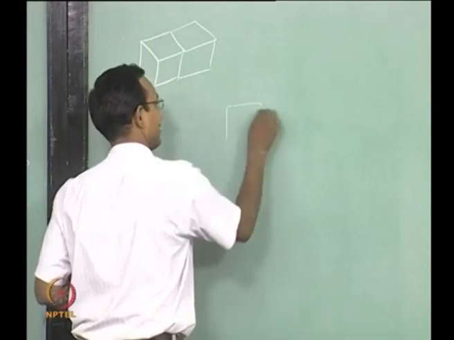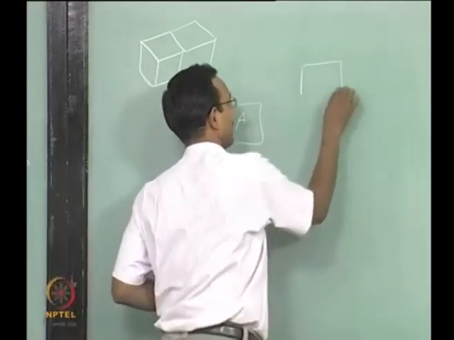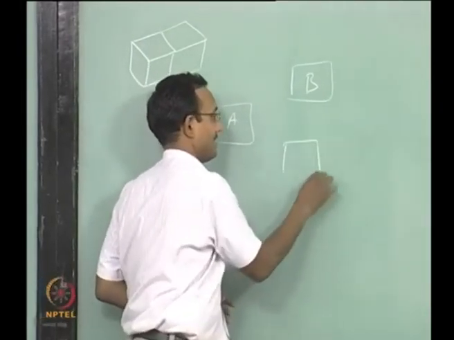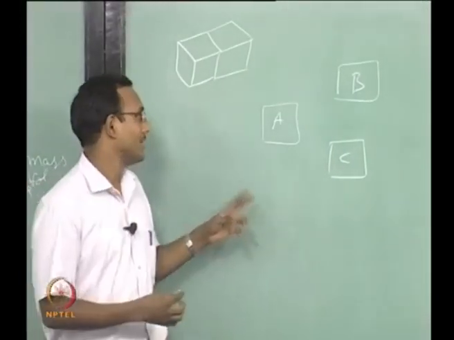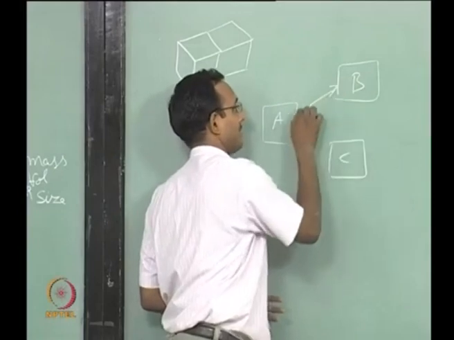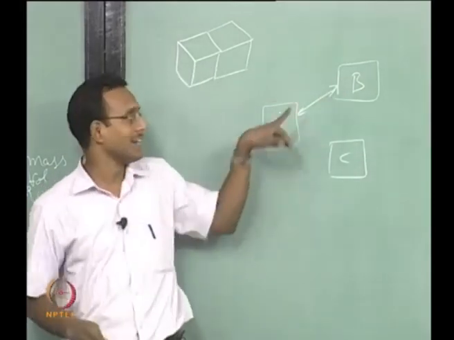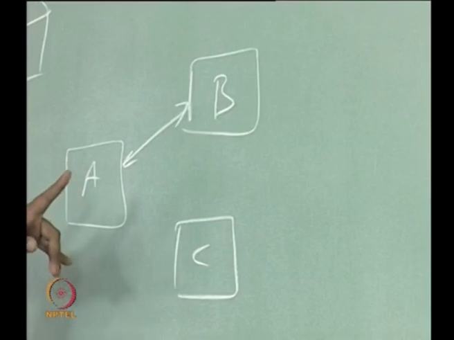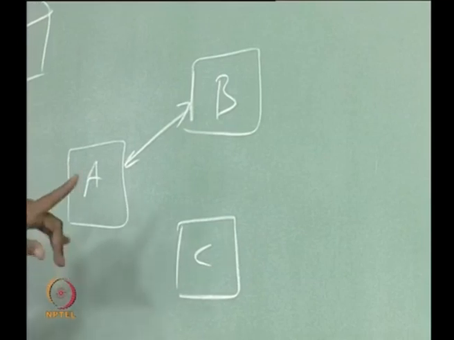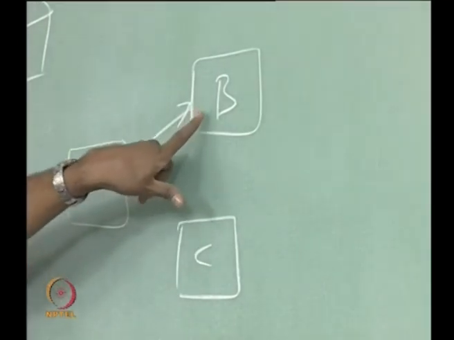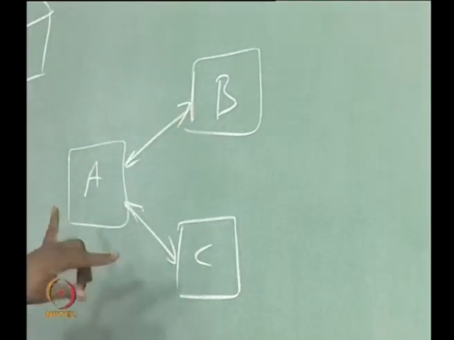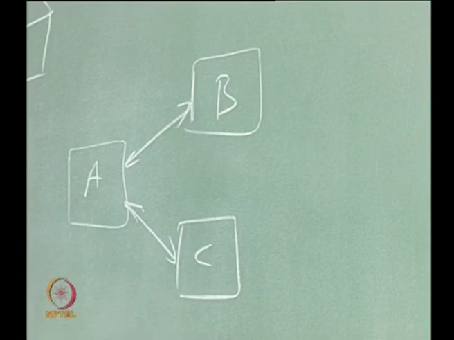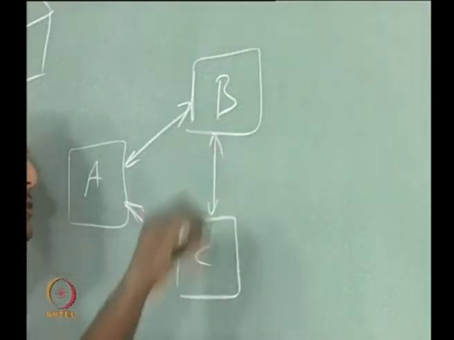System A, I have a system B, and I have a system C. If I look at system A and system B and I say that they are in equilibrium, I have not defined the word equilibrium yet. If I say that these two are in equilibrium and I also say that A and C are in equilibrium, then the zeroth law of thermodynamics states that these two are in equilibrium.